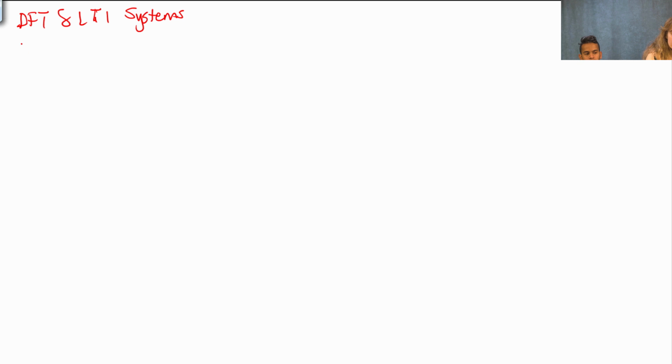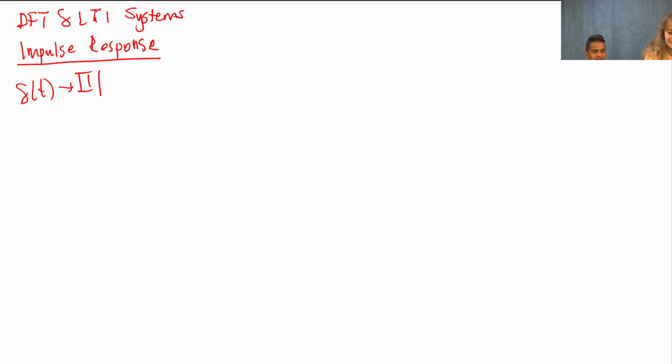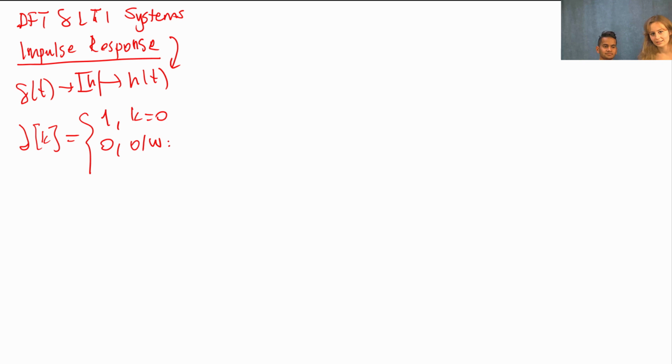So okay, let's define the impulse response. What is an impulse? Well, an impulse is a spike at a specific time. For a discrete time impulse, we call it the Kronecker delta. It is 1 when k is 0 and 0 everywhere else.